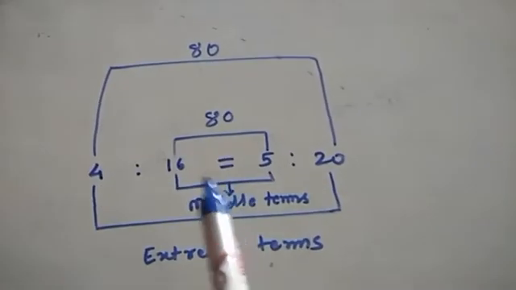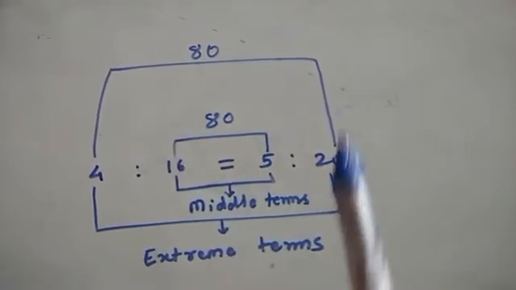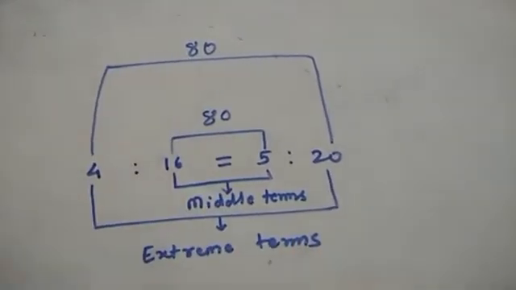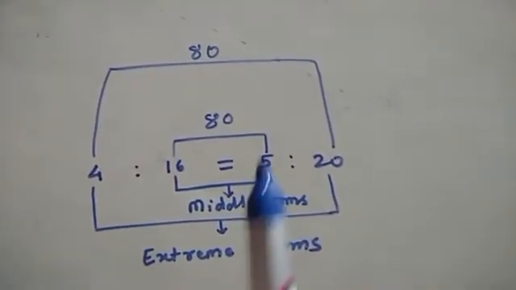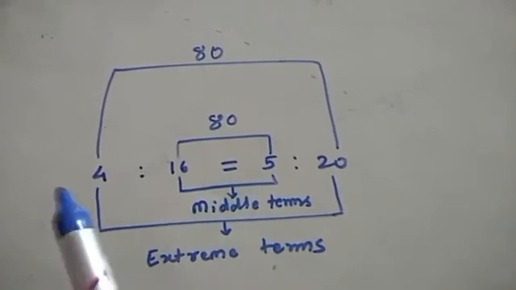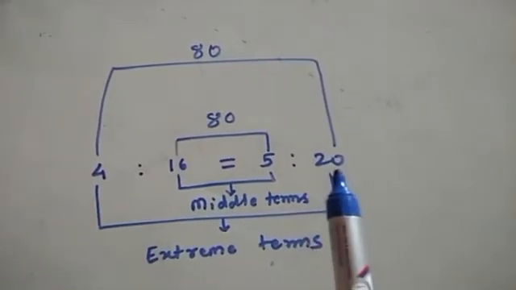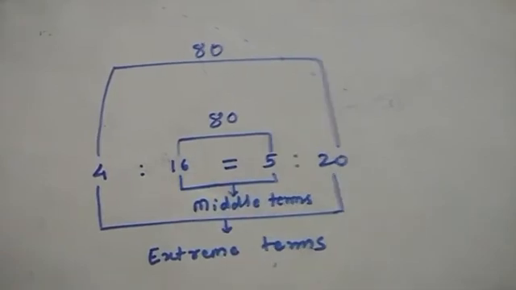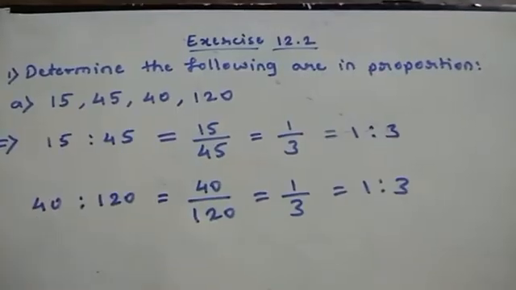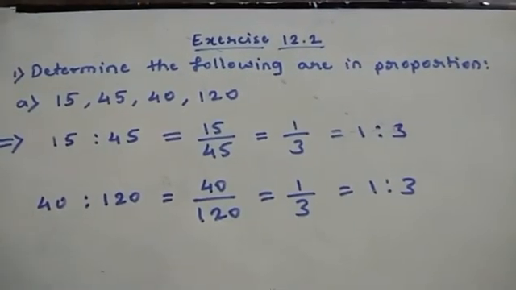Here you can see 16 fives are 80 and 20 fours are 80. So one thing you remember, students, if the product of middle terms is equal to the product of extreme terms, then also we can say that the four terms are in proportion. Now let's solve some questions from exercise 12.2.